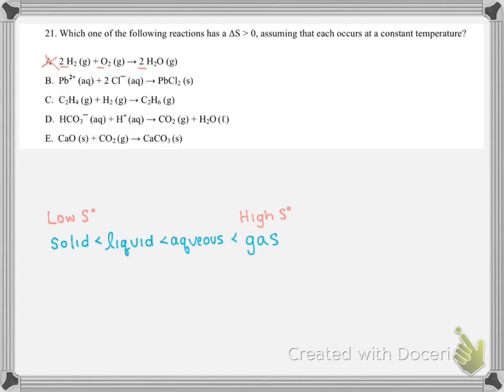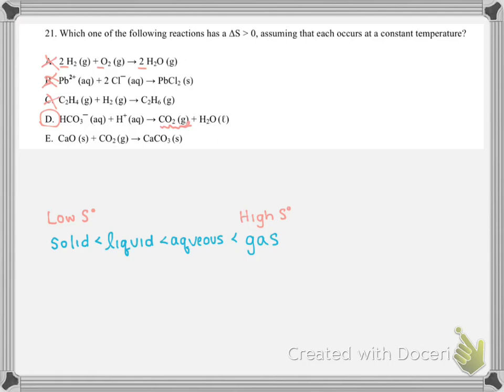B, we go from aqueous to solid. Solid is low entropy, that's not going to be the answer choice. For C, we go from 2 moles of gas to 1 mole of gas, so that's a decrease. In D, we go from aqueous and we make some gas and liquid. And though making that water is technically a slight decrease in entropy, making the CO2 gas is such an increase in entropy that this would really be the driving factor. And this would be an increase.